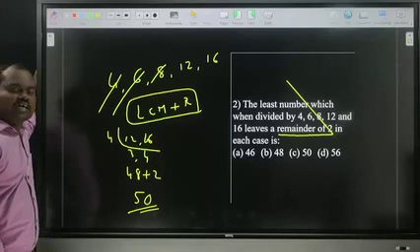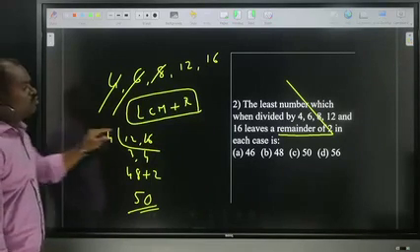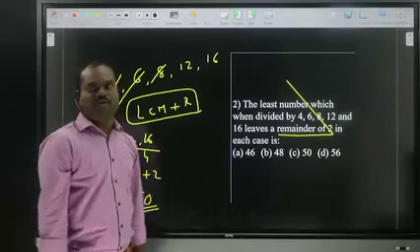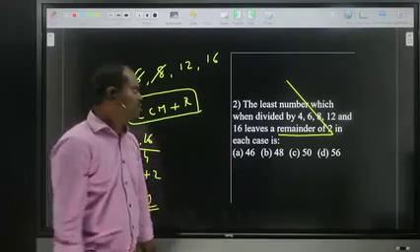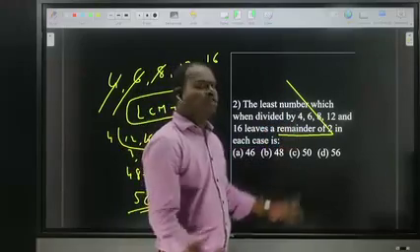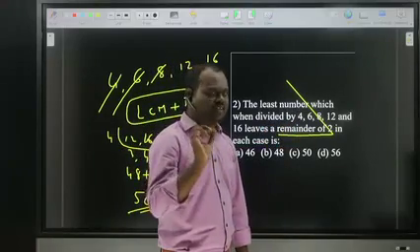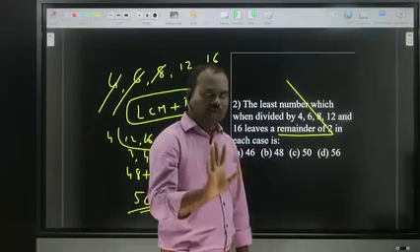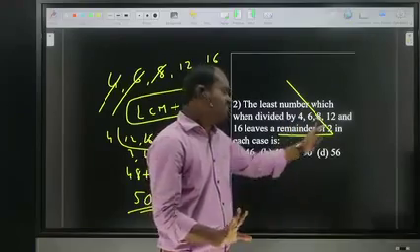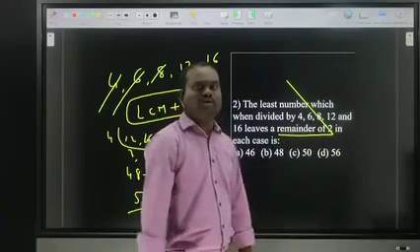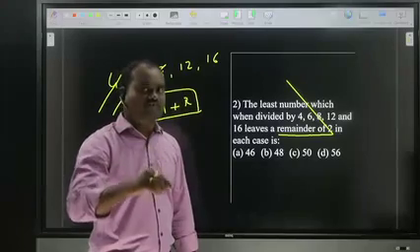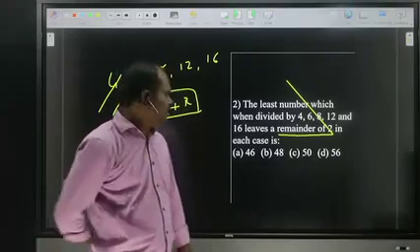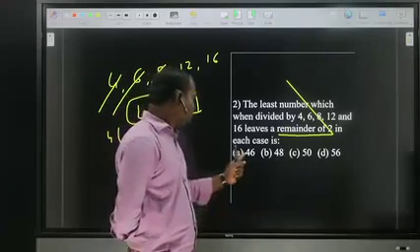Otherwise, we can move through option verification. By dividing by 4, we have to get the remainder 2. By dividing by 6, we have to get the remainder 2. Whichever option satisfies this condition is your suitable option. But don't check the options serially; first of all, check the least one. Among the options, 46 is the least number.